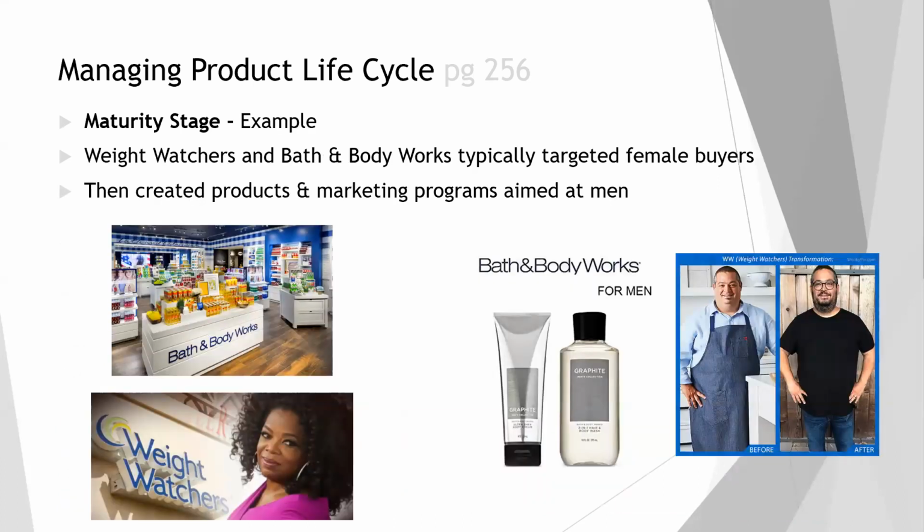Another example. So Weight Watchers. This is a program. Oprah has been a sponsor for them. Typically, when you want to lose weight, you'll join this program. They have, and Bath and Body Works, this is a flagship store in most malls, both of these companies have typically targeted female buyers, but again, they're entering the maturity stage. So they've realized that they've got to expand the market.